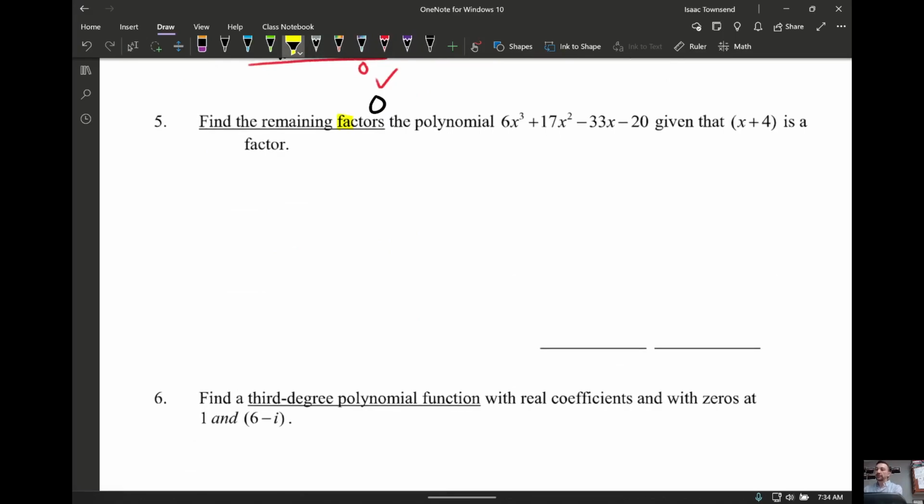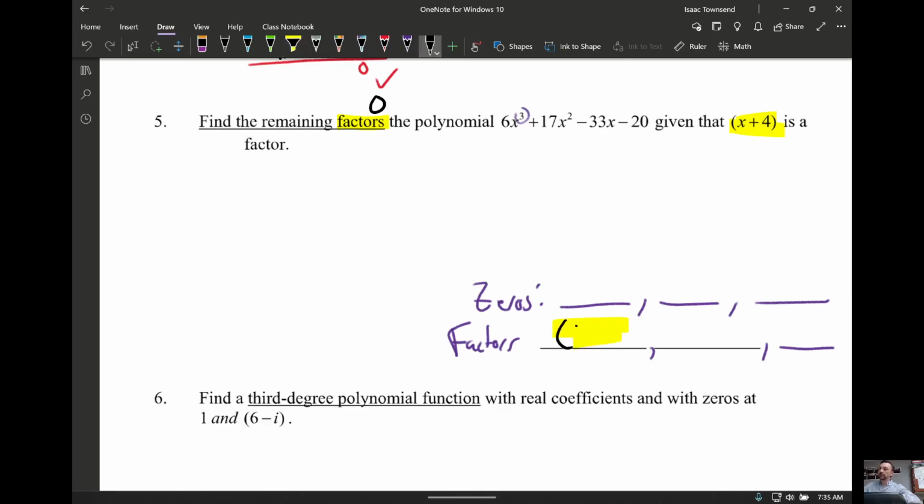So this one says find the remaining factors. So if this is a third degree, it's got 3 zeros, which means it's going to have 3 factors. And unlike the first page, it's not quadratic, so you can't use quadratic formula. It's also not factorable, so you can't just do that. But the trade-off is we're giving you one of the factors. We're giving you one of the 3 that you need.